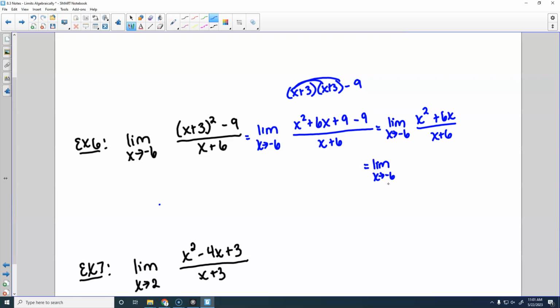You can do it that way. I don't love it. I would just take an x out. X plus 6, x plus 0 is technically correct as well. But I would just write it as x times x plus 6. And then you got the x plus 6 on the bottom. And now your x plus 6's can cancel. So you got the limit as x approaches -6 of x, which is just going to be -6 as your answer.